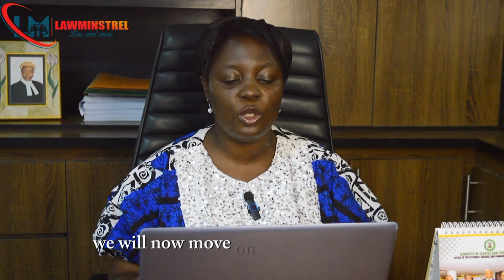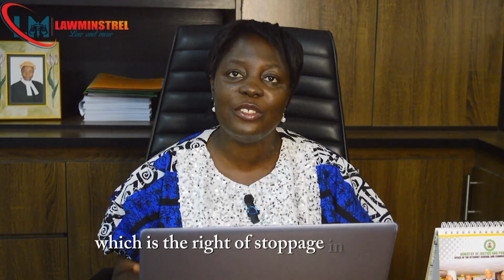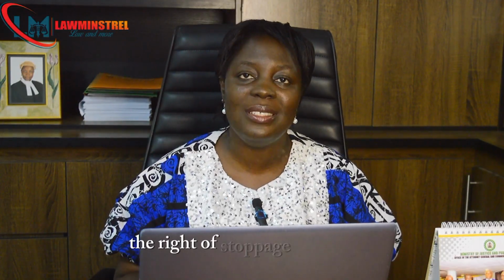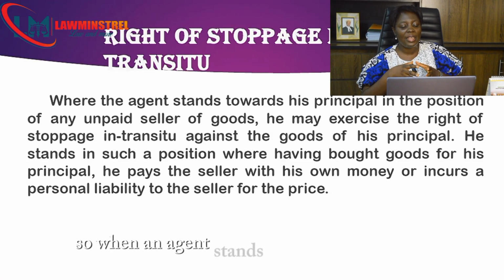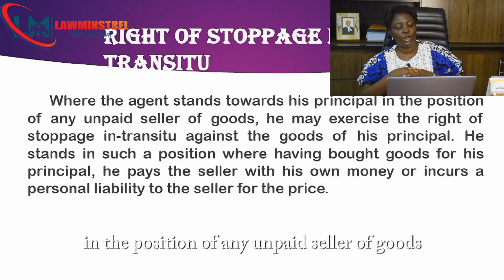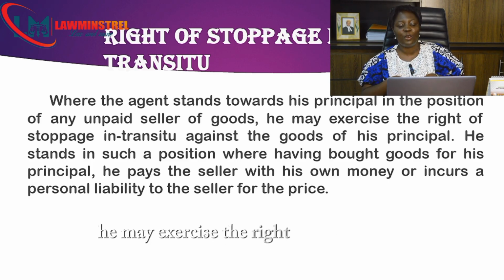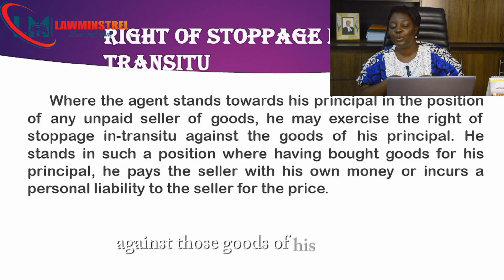We will now move on to the fourth remedy, which is the right of stoppage in transitu. Stoppage is an English word that you already know, that is to stop something. The in transitu is not particularly an English word, but it means in transit. So when an agent stands towards his principal in the position of any unpaid seller of goods, he may exercise the right of stoppage in transitu against those goods of his principal.